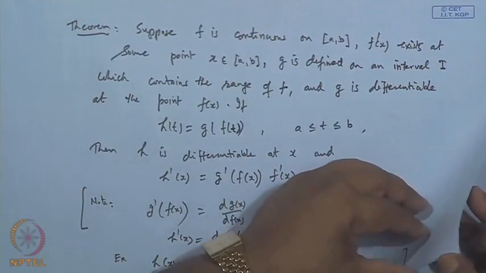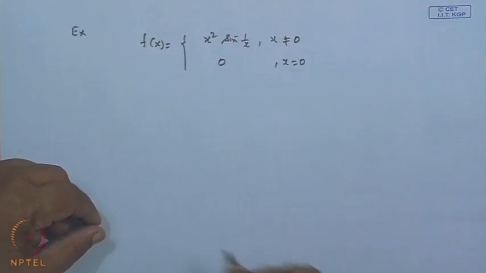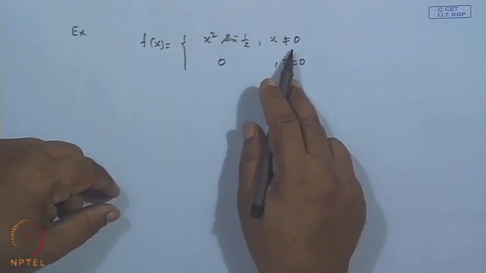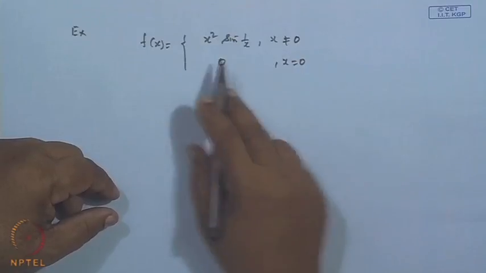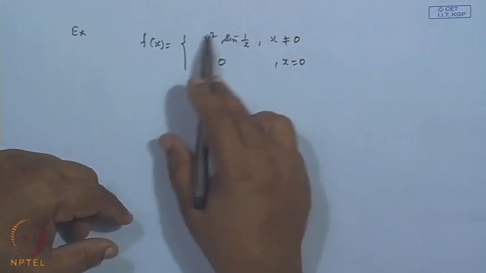Now, let us see the proof of it, and 0 when x is equal to 0. Now, when x is not equal to 0, the function is defined in this fashion.